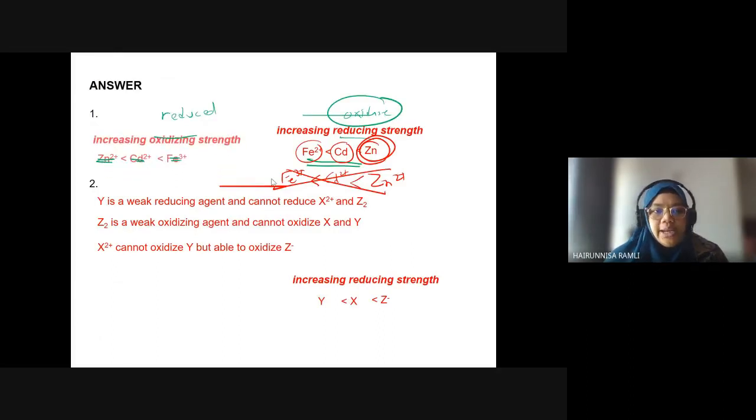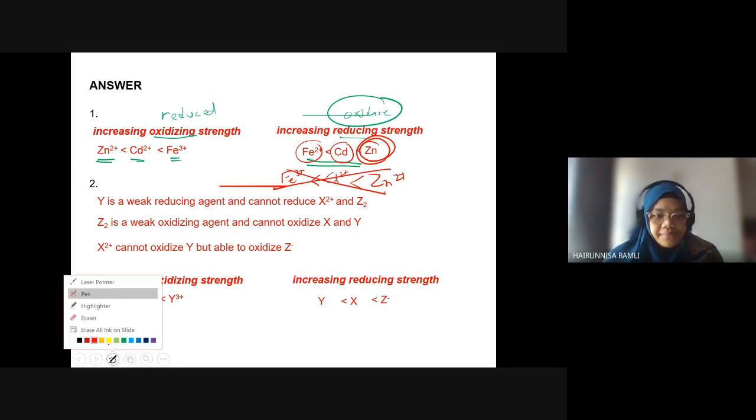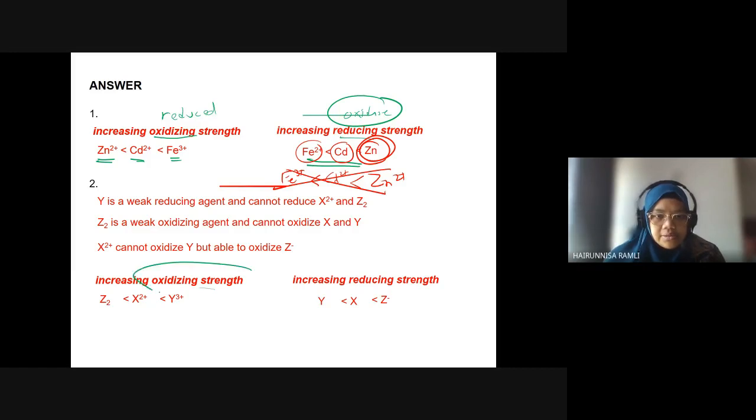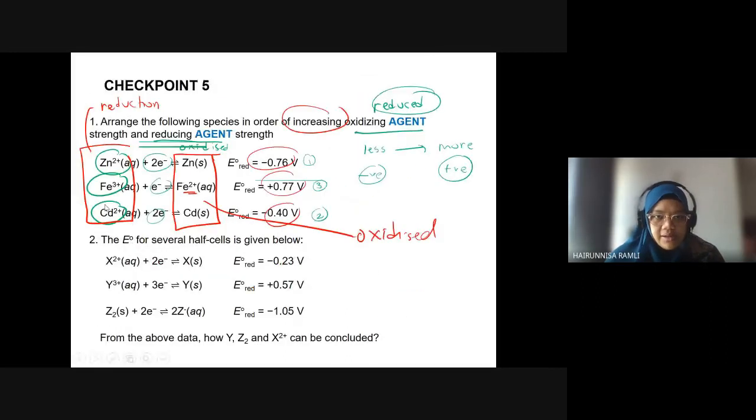First, of course, you boleh buat juga dalam bentuk ni lah, strength. Sebab pen dia kali merah, so saya nak hijau lah eh. So you buat dalam bentuk increasing, sama macam you buat untuk soalan nombor 1, increasing oxidizing strength and increasing reducing strength. So in this case, dia mention kat sini, Y is a weak reducing agent and cannot reduce X2 and Z2 plus. Sekejap eh. Susah lah nak refer balik, kena patah balik.